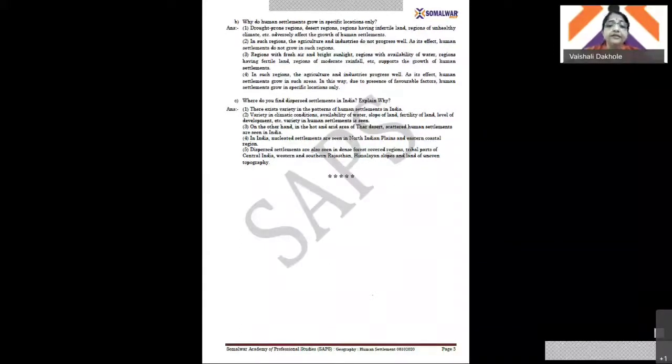We find nucleated settlements in India in the North Indian plains. I have told you earlier, it is known as the Gangetic plains, or North Indian plains, wherein we find fertile alluvial soil, which is deposited by the Himalayan rivers. Then we have flat topography there. Water is available because of the perennial Himalayan rivers. Also, sufficient rainfall is there. As the region is very near the Tropic of Cancer, sunlight is bright throughout the year. Mild climatic conditions are there. And therefore, we find nucleated settlements in the North Indian plains as well as the Eastern coastal plain.